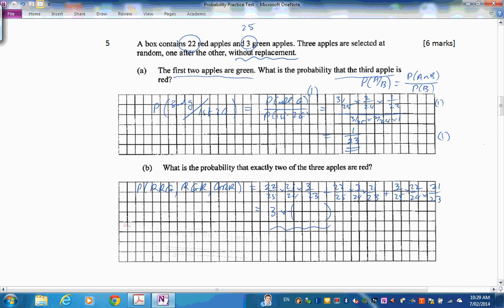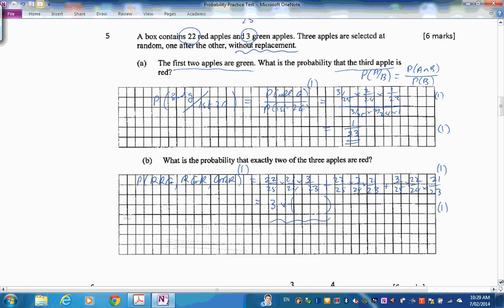Won't bother simplifying that. So 1 for showing that you can break it down, 1 for these probabilities, and 1 for grouping them up. Something like that for those 3 marks. Okay, let's have a look at question 6.